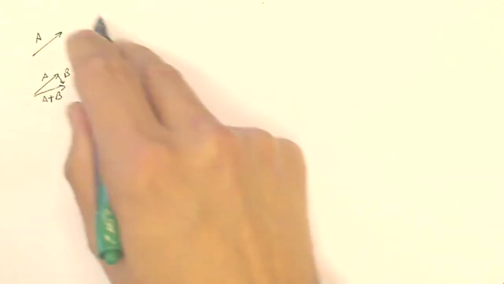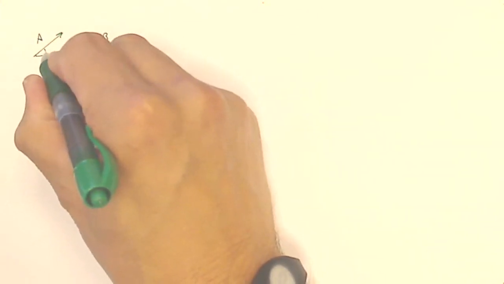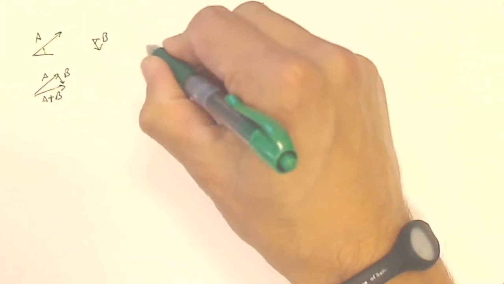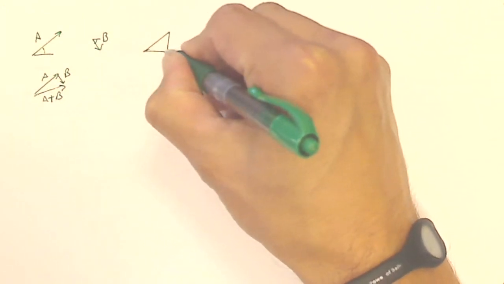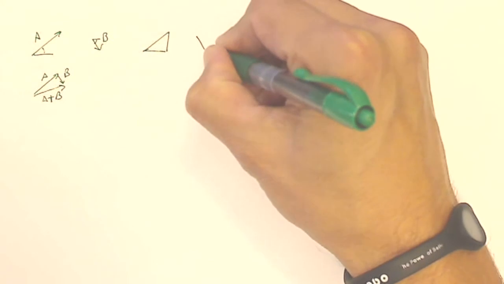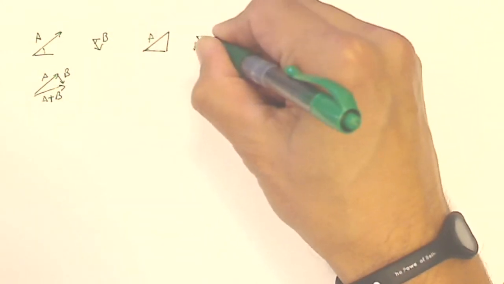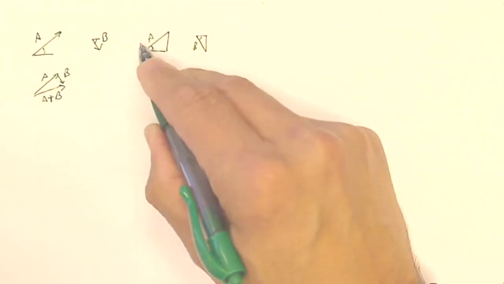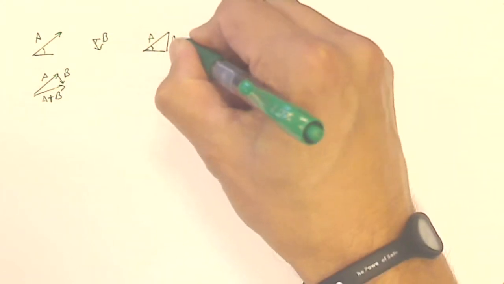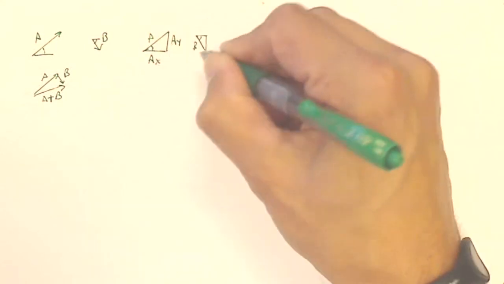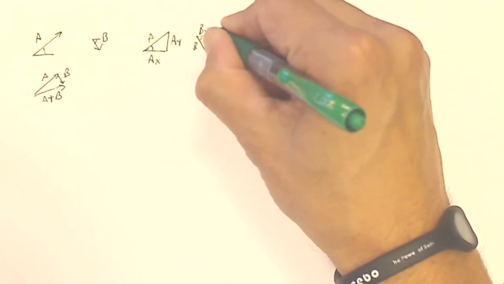Now what we do numerically is we take A at an angle and B at an angle, and we create right triangles out of them. So here is A, and here is B, each with an angle. We need to find the length of this side, which will be A in the Y direction, the length of this side, which will be A in the X direction, then B in the X direction and B in the Y direction.